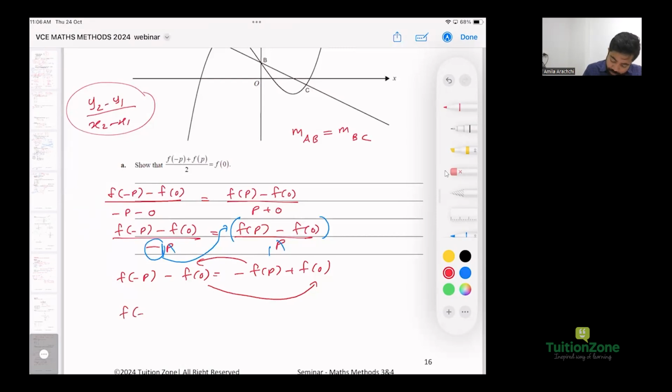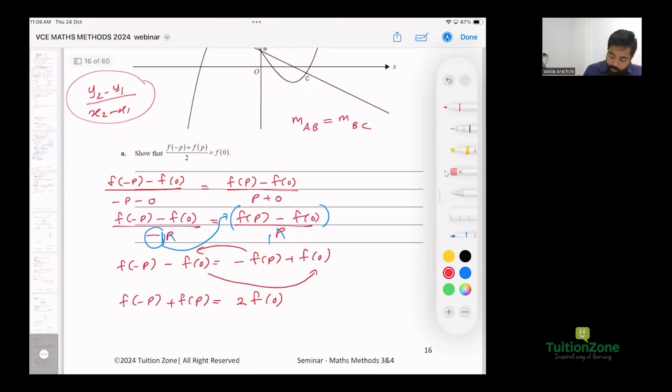So f of negative p plus f of p is equal to 2f0. Yep, now it's done. So simply take 2 to the other side and it becomes division. So f of negative p plus f of p over 2. I double check and see if that makes sense. So hard, it's just a bit of working out.